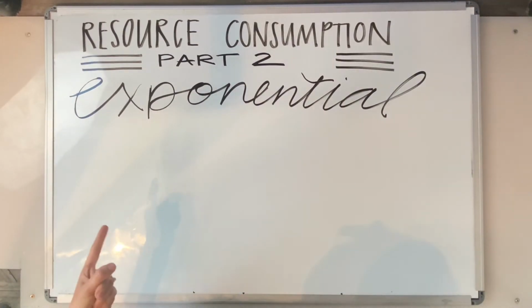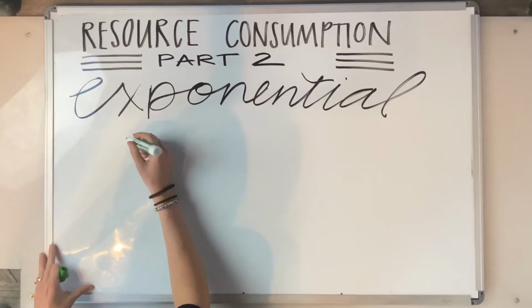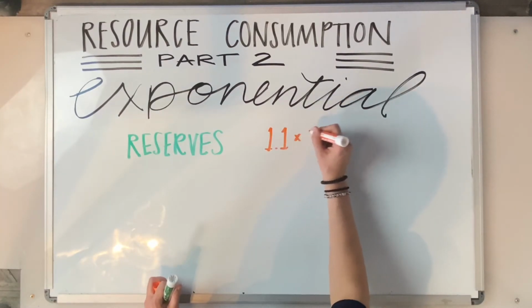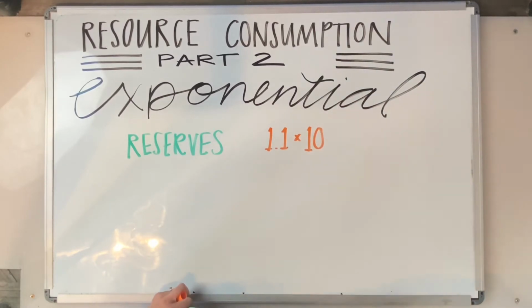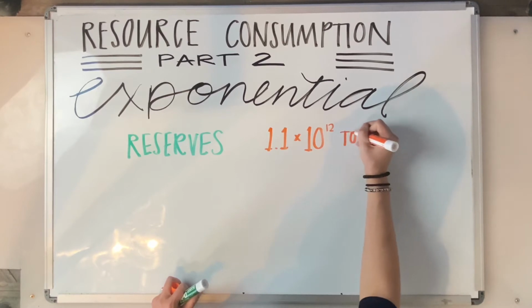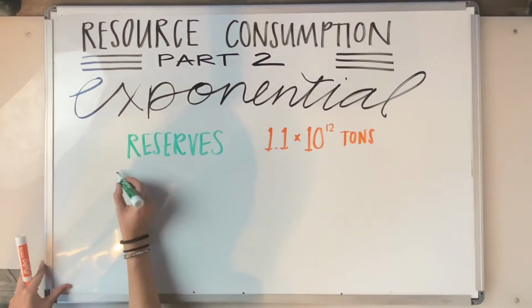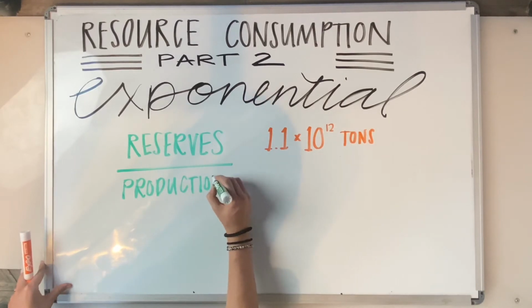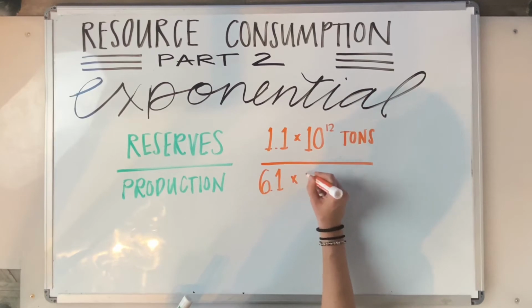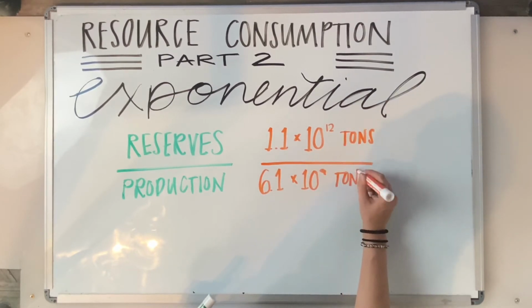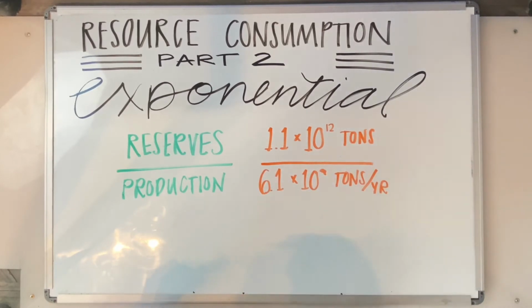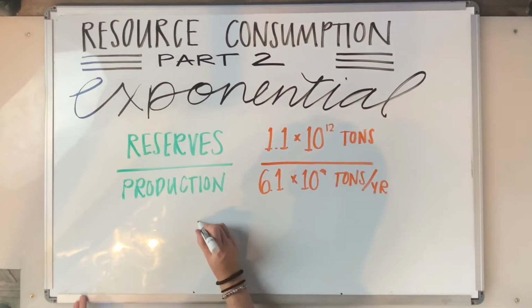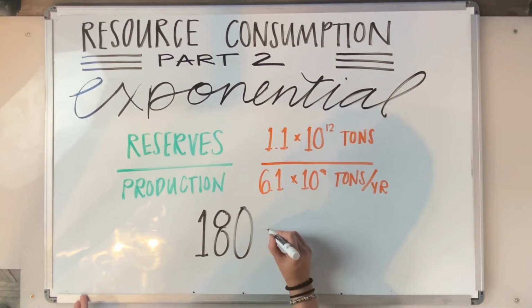Okay, so question 1 is how long would it take to use up the reserves that we have at current production rates? So we are going to go ahead and take our reserves, 1.1 times 10 to the 12th tons, and we're going to divide it by our production, which is 6.1 billion, so that's 10 to the 9 tons per year. Our tons are going to cancel out, and we are going to be left with 180 years.